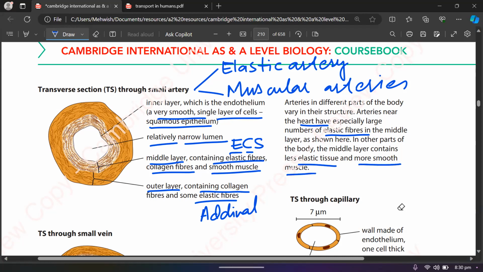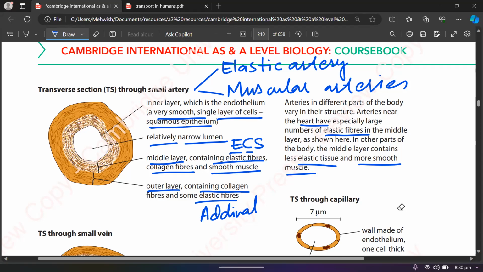So it means that they have less elastic tissue. It's not that they don't have any elastic tissue in them. They do have it, but they have more muscle in them. That's why they are called muscular arteries, and they are present near the organs. I hope you understood the entire structure of an artery.